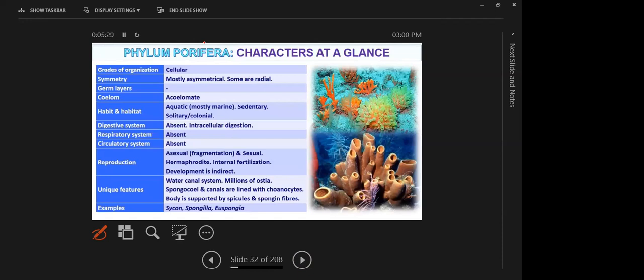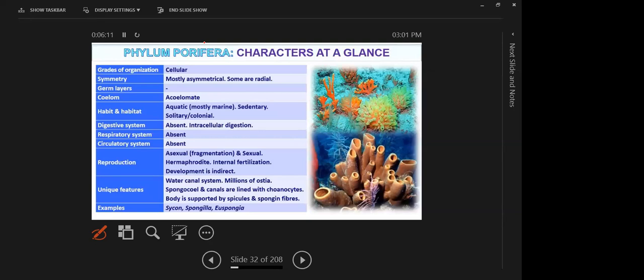What is the habitat? They are predominantly marine and sessile or sedentary, attached to the substratum. What is the digestive system? Intracellular digestion. Then the water canal system, not vascular, sorry. Water enters through ostia and exits through the osculum, a single opening. While doing that, they help in procuring nutrition, exchange of gases, and removal of waste from the body.